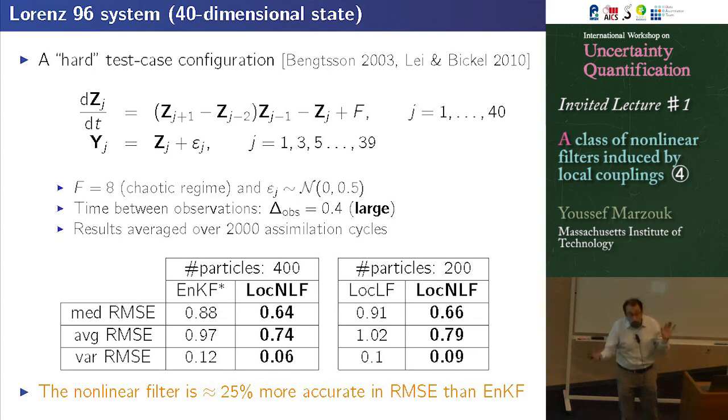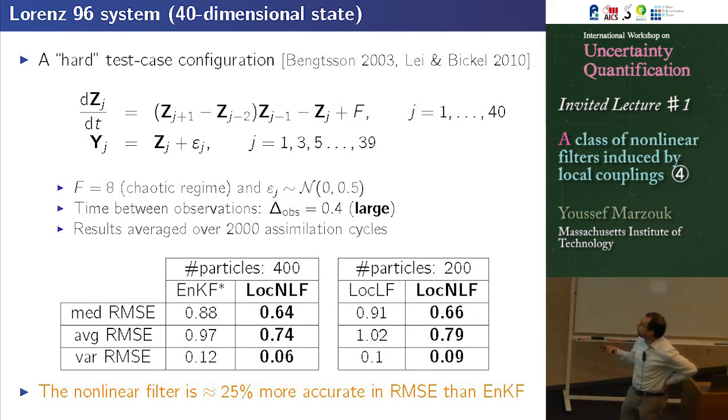But for now, we're just comparing tracking error, root mean square error, and how well we track the state. Of course, this varies over time and iteration, so we're looking at the median, the average, and the variance of it. And the localized nonlinear filter does quite a bit better than this previous EnKF.